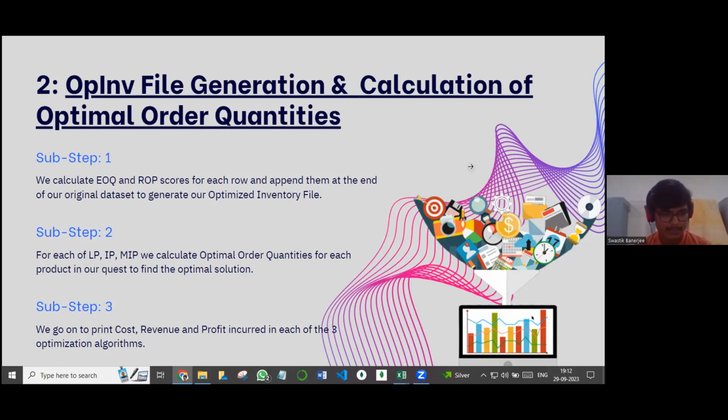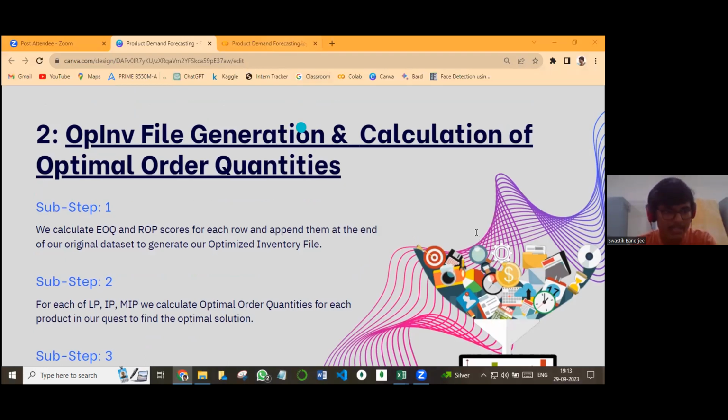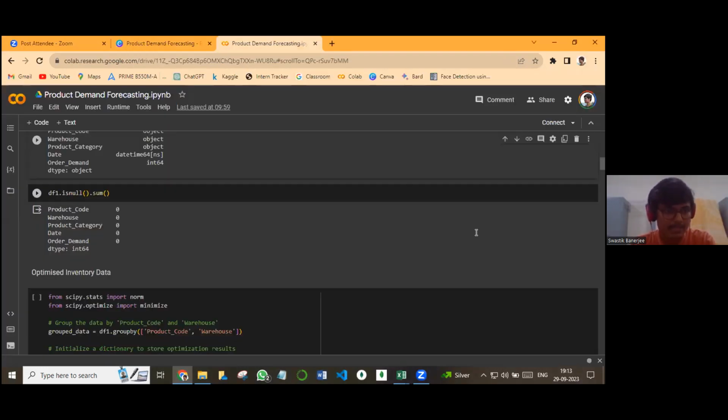For substep 2, for each of LP, IP, MIP, we calculate the optimal order quantities for each product. And substep 3 is that we print the cost, revenue, and profit for each of these optimization algorithms. So I'll just do a demo on this. I'll show you how we calculate the optimized inventory data.